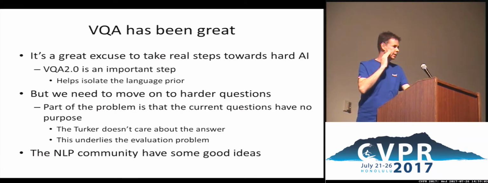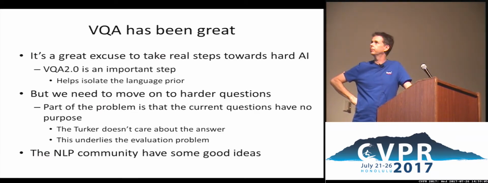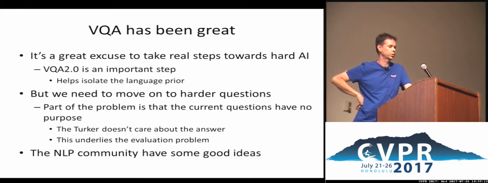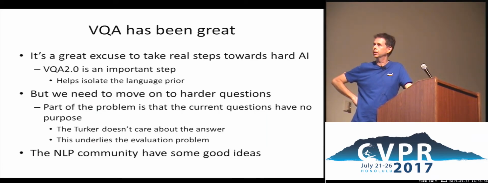VQA, I think, has been fantastic. And again, I think it's a wonderful data set. VQA2 is an important step, particularly because it helps to isolate the language prior, but it doesn't go far enough. We need to go a lot further because at the moment, a lot of what's going on is just based on the fact that we're confounding the knowledge and the language. We're using the same source for both, different kinds of information that we need to use, and the two need to be separated if we're going to take the next step.